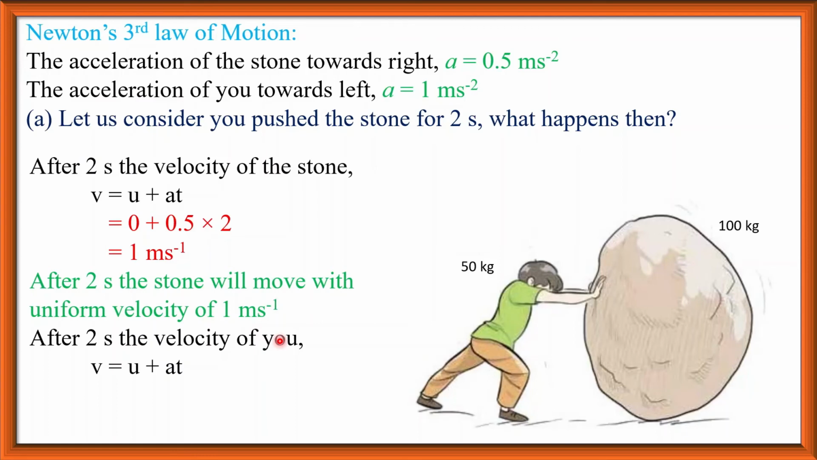And after 2 seconds, the velocity of you, v = u + at, and u is 0 initial velocity, because you are at rest initially. So 0 plus your acceleration, 1 meter per second square, times time t. This is 2 meter per second. That means after 2 seconds you will move towards the left direction with uniform velocity 2 meter per second. So after 2 seconds the stone will move from left to right with uniform velocity 1 meter per second, and you will move from right to left with uniform velocity 2 meter per second.